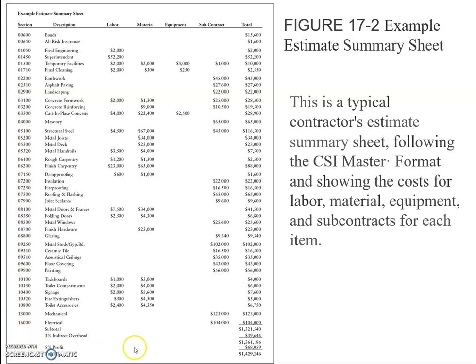master format. In the end, we can see that there will be a subtotal, which will be the sum of all those items, plus there will be some percentage indirect overhead, and then when it is added, then 5% of that amount will be added as a profit, and then finally there will be a total bid amount.